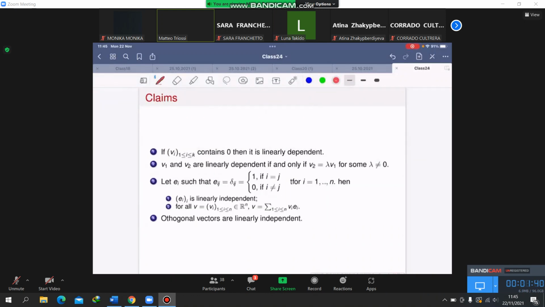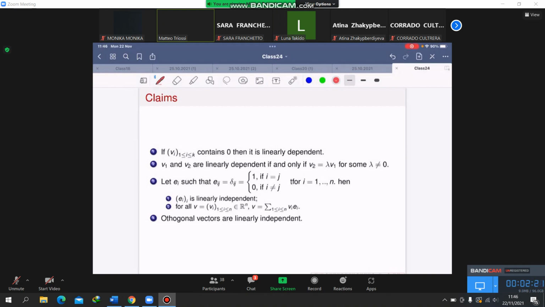So some observations, some claims. Obviously, if a family of vectors contains the zero vector, the origin, then the family is linearly dependent. Obviously, because you can assign to the zero vector any scalar different from zero, and you have lambda times 0 plus 0 times the other ones equals 0.